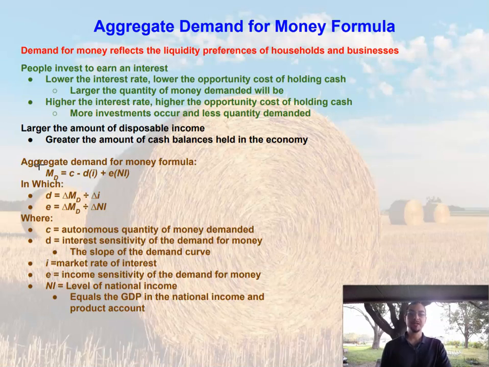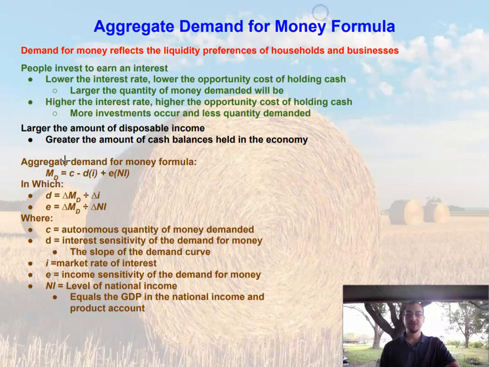Because of that, we can now develop our aggregate demand for money formula. So our aggregate demand for money, that money demanded, is going to be equal to C, which is this autonomous quantity of money demanded. Just like in the past, whenever we had autonomous investment and autonomous consumption, now we're going to have an autonomous quantity of money being demanded. That means there is going to be a certain amount of cash held on your person, even if the interest rate was zero and we had a zero disposable income. There's still going to be a specific amount of cash that we hold on hand.